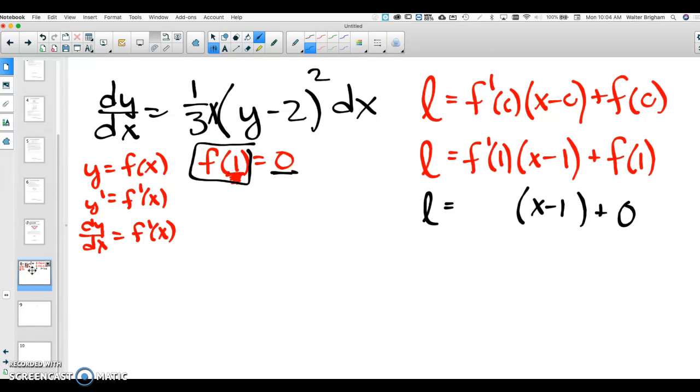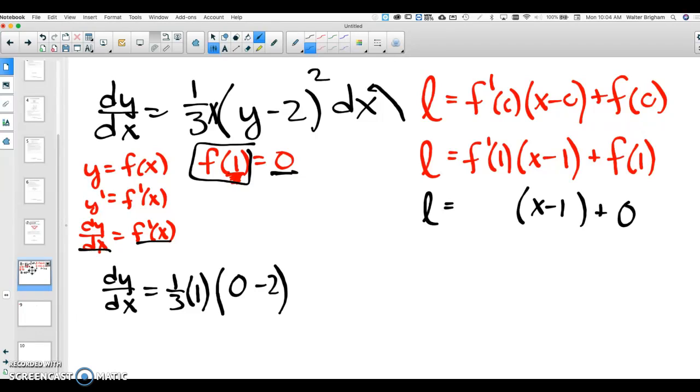So now the real question is, where is f prime of 1? Whenever you're missing some info, always go right back to the start. f prime is dy/dx. So if I substitute 1 into here, I should come up with an answer for it. dy/dx equals 1/3, x is 1. Oh no, I need to know what y is. Ooh, they told it to me. y is 0. So 0 minus 2, close parentheses, squared. So that value is equal to 1/3 times negative 2 squared, which equals 4 over 3. So the slope of the line is 4 over 3.